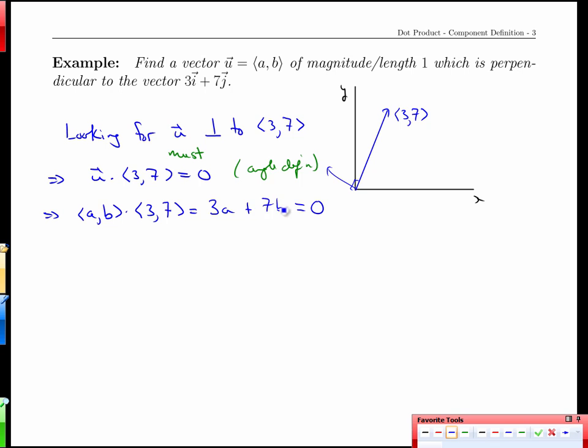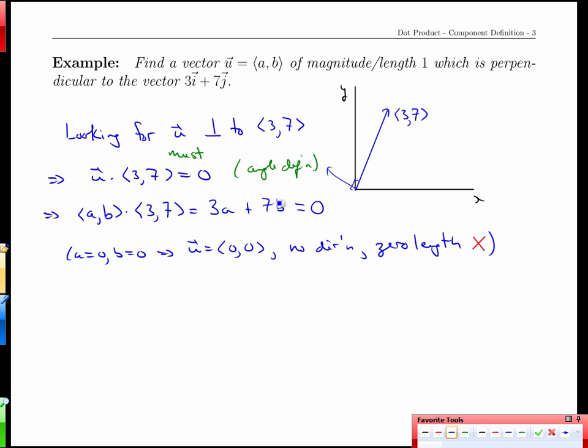And again, there's an easy solution. We could have a equals 0 and b equals 0, but that means that our u would just be 0, 0, which has no direction and 0 length. And that's not what we're asked for in the question. We're asked for a vector with a length of 1, so this can't be what we're looking for here.